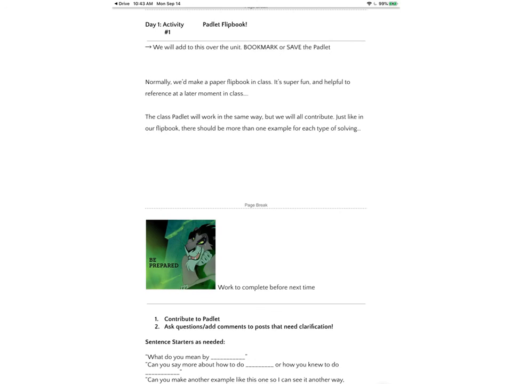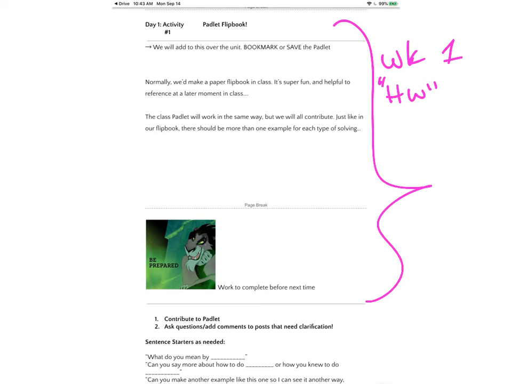Okay. So your work for week 1, like homework, is this. So contribute in the Padlet and then add questions as needed. If something's not clear, please let the person who posted it know, because that's not helpful, right?